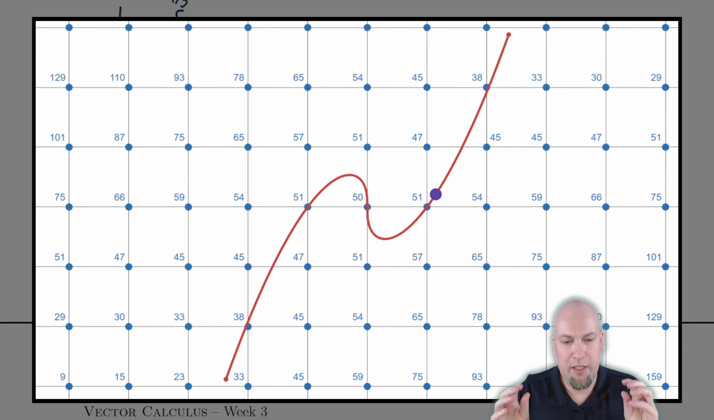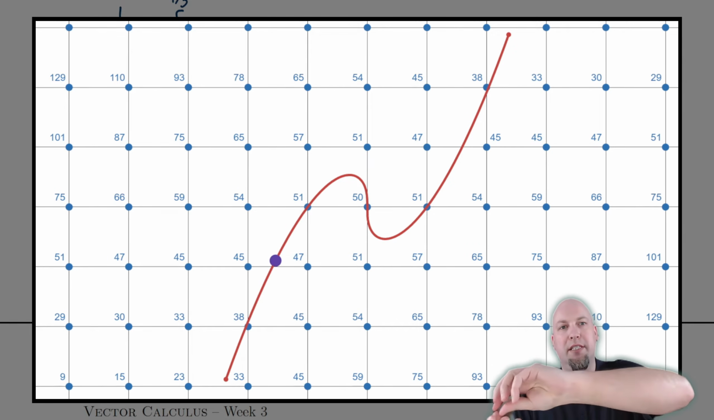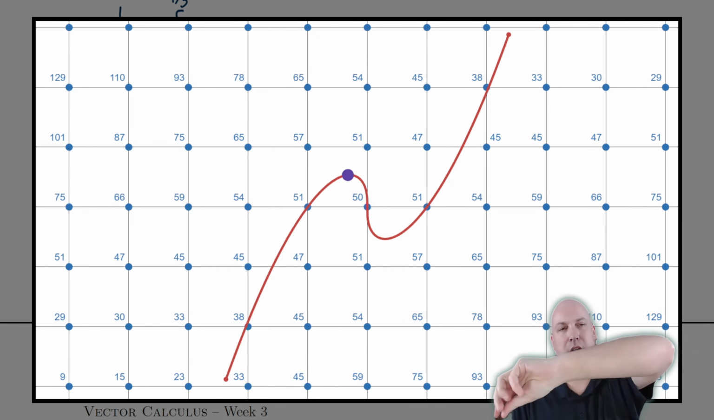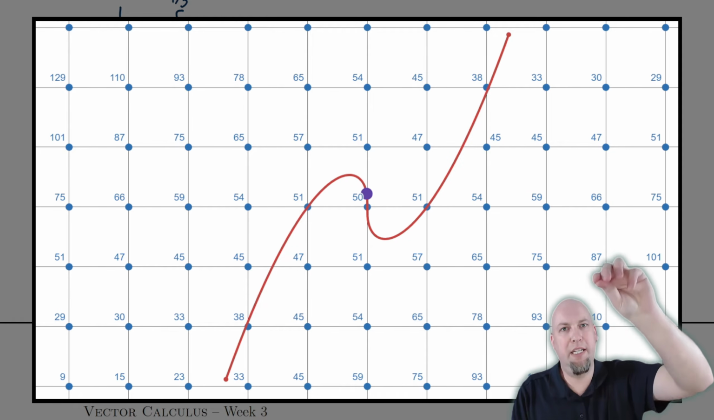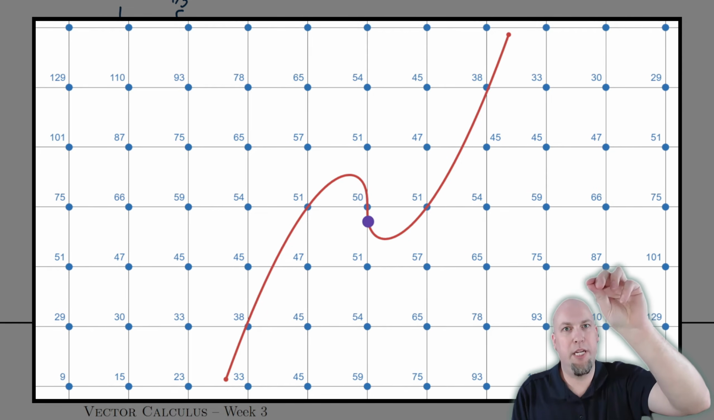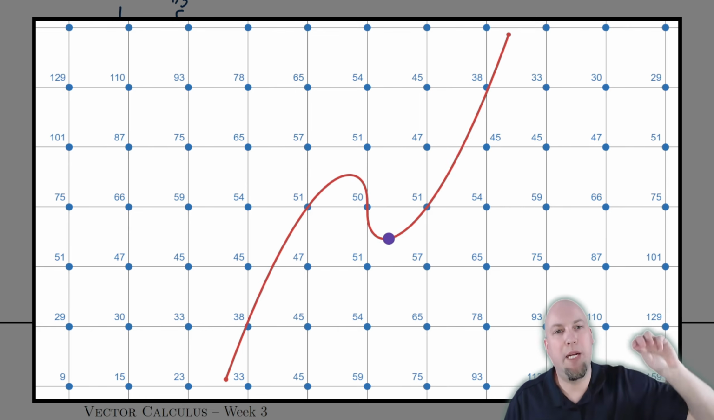Now, the thing about this path is you'll notice that near the edges of the path, the car is going quite quickly, and in the middle of the path, where it's doing that almost S-shaped bend, it's traveling quite slowly.